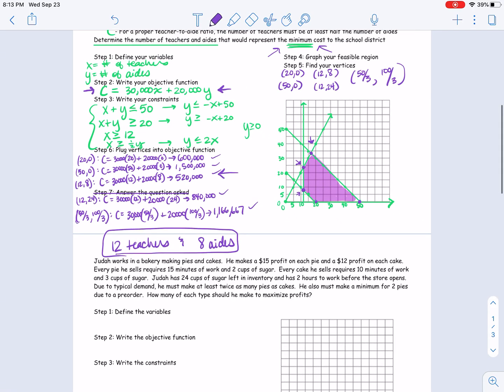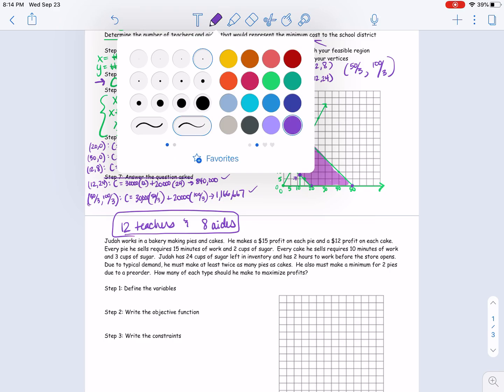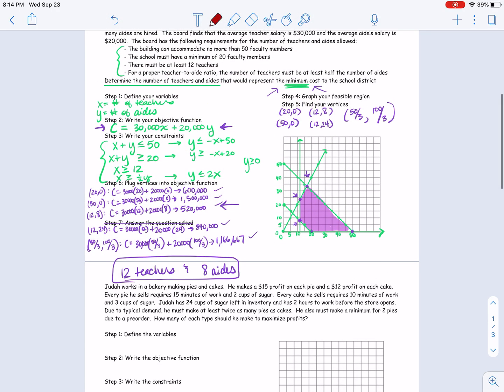I know that took a long time. It's a lot of information. But if you break it down and remember these steps, then it should be extremely easy for you. Okay? Let's try it one more time. I was using Barney colors, I just noticed.